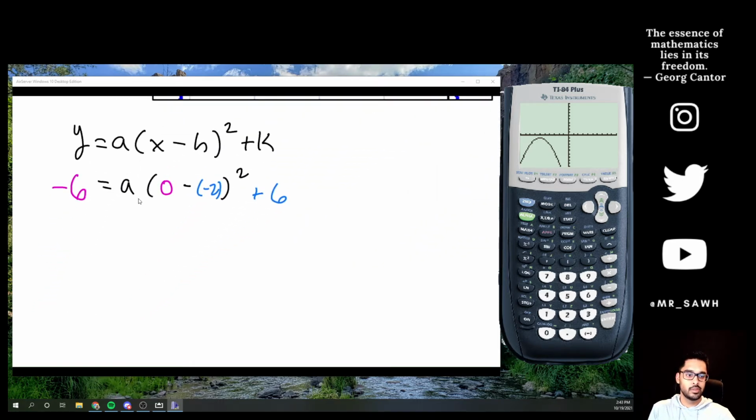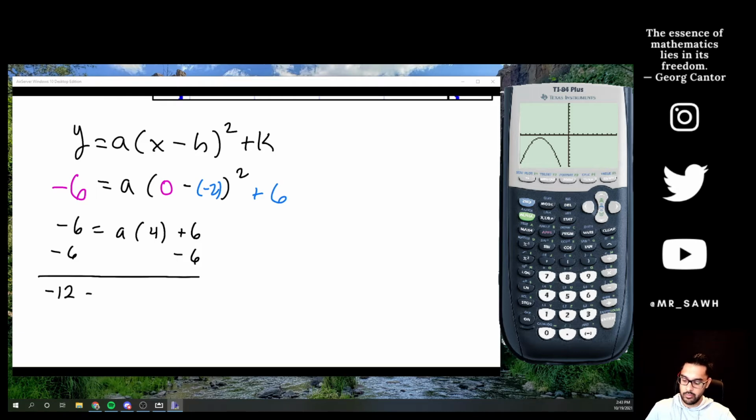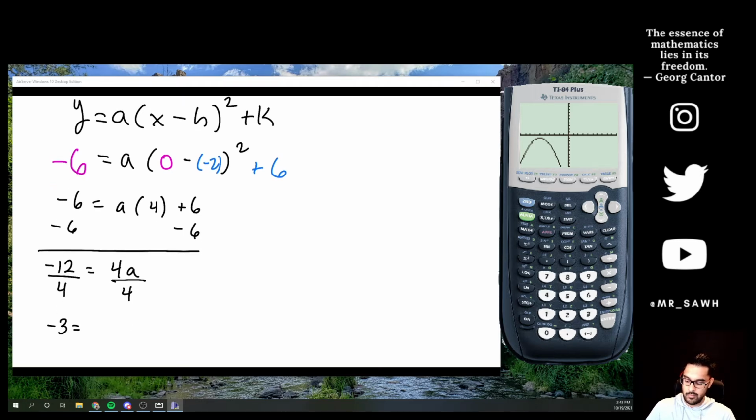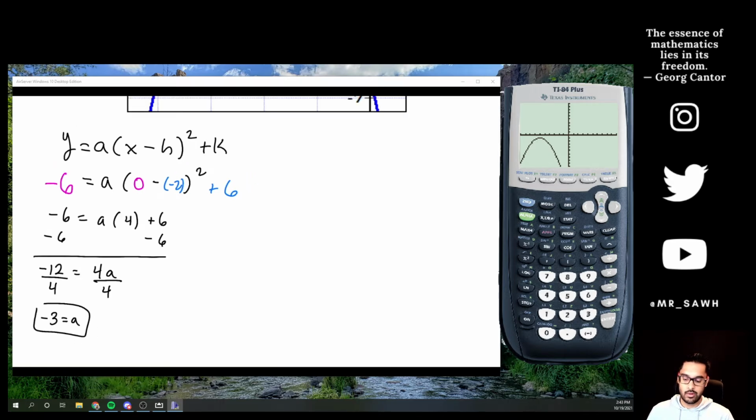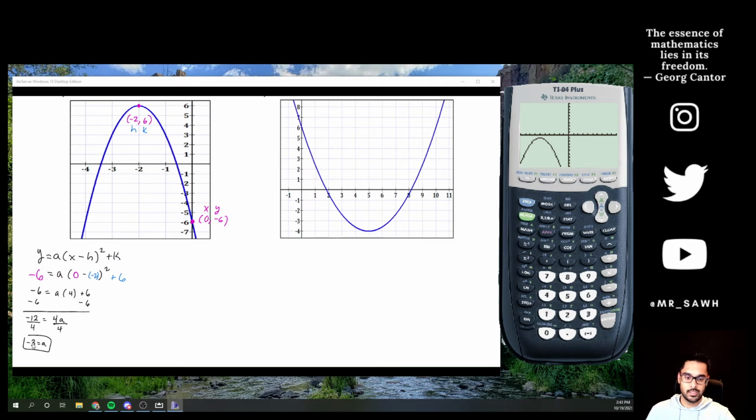So if you go to simplify here, let's do the brackets first. So minus 6 is equal to a. That ends up being, well, positive 2 squared is 4, and the plus 6 on the end. So if you subtract 6 on both sides to simplify, you're going to end with minus 12 is equal to 4a. Divide both sides by 4 for our last simplification step. So I know that the value of a here is minus 3. That's what's telling me that this is going to open downwards because that value for a is negative.